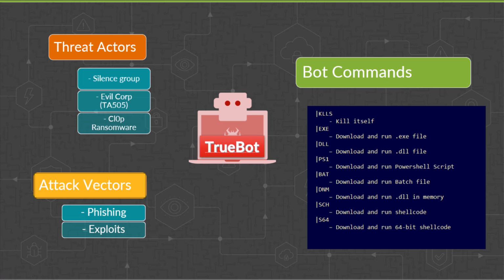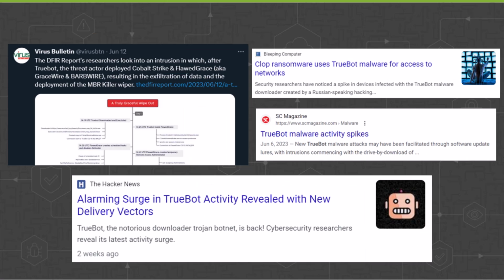TrueBot adds the victim system to botnets, and it receives command and control instructions from its master to download and execute several file types, including .exe, .dll, batch files, PowerShell scripts, and shellcode. The master can also issue a bot command to terminate or kill TrueBot. TrueBot is very versatile, making it little wonder that there's been a surge of TrueBot malicious activity.